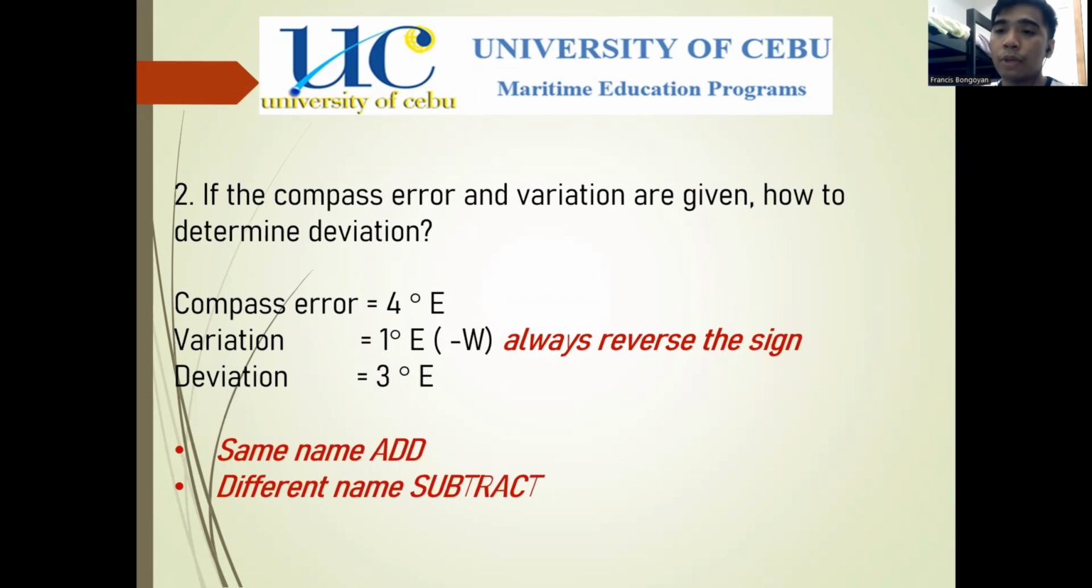So for example, compass error is equal to 4 degrees east and the variation is 1 degree east. So the sign must always reverse. So if it is reversed, different name, we will subtract. So the deviation is 3 degrees east. So the note: same name, we must add, and different name, we must subtract.